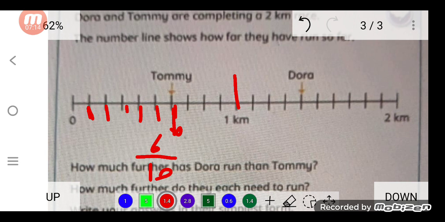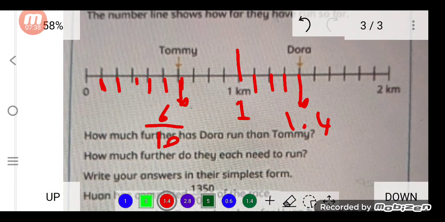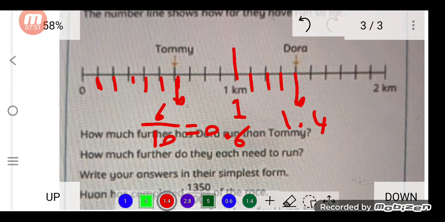Now, what about Dora? You do the same thing. If you continue, here you have 1 kilometer. So here you have 1 and 1 over 10, which means 1.1. Here's 1.1, 1.2, 1.3, and here you get 1.4. So Dora has completed 1.4, and Tammy has completed 6 over 10, and 6 over 10 is 0.6 kilometers. So Tammy has completed 0.6 kilometers, and Dora has completed 1.4 kilometers.